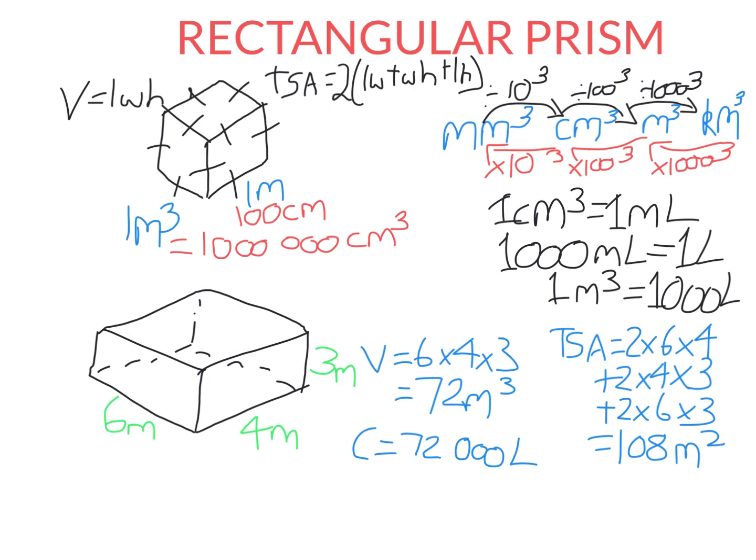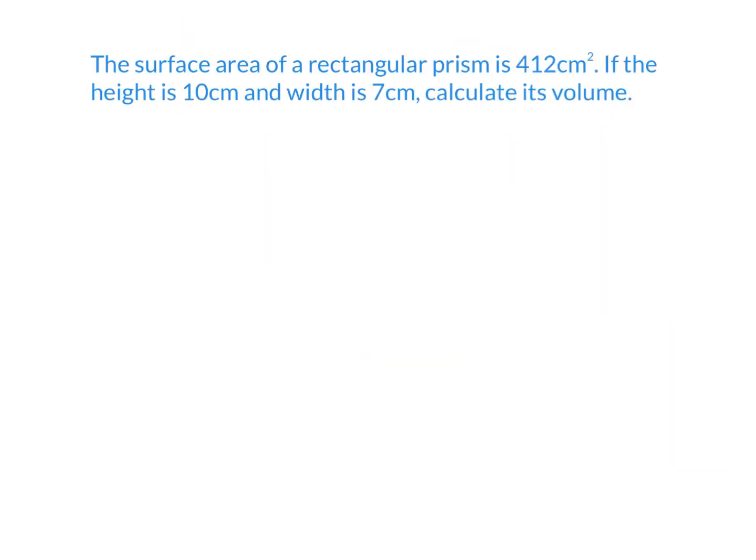All right, let's look now at a harder question. So here we're told the surface area of a rectangular prism is 412 centimeters squared, height 10, width 7, calculate its volume. So note that the volume of any rectangular prism is length times width times height. Pretty simple. So here we know the height and the width, but not the length. In order to calculate the volume of a rectangular prism, we need to know its length as well.